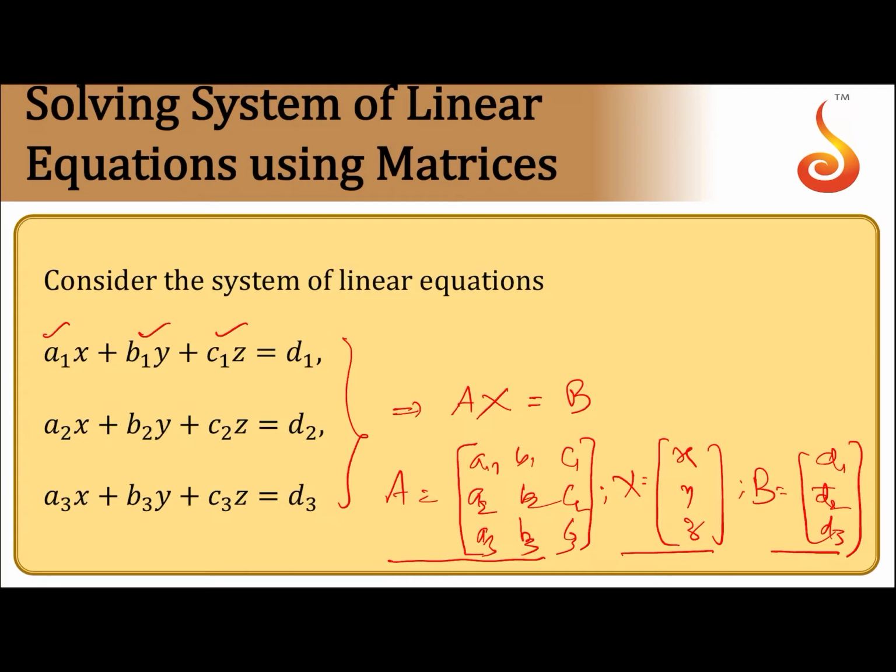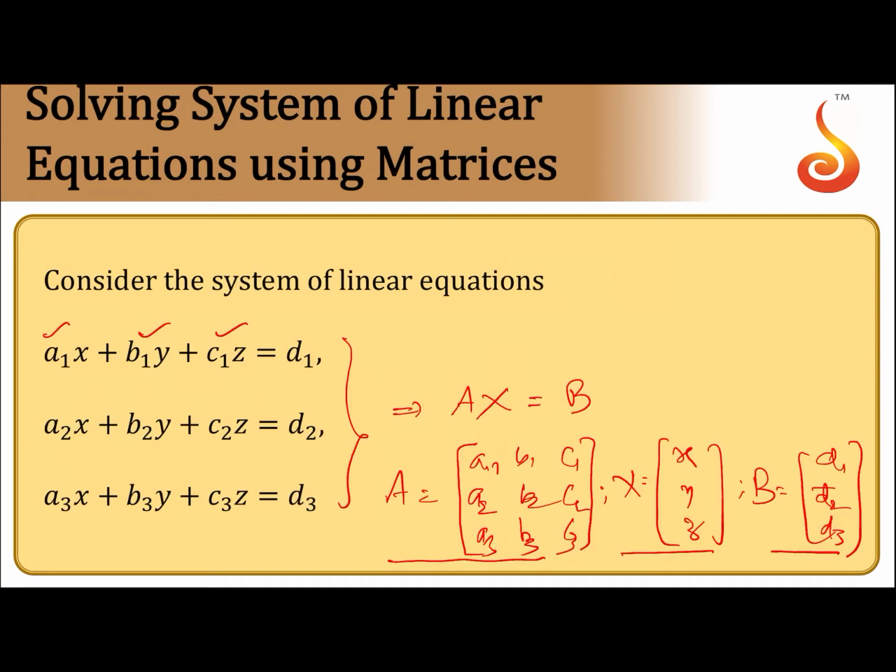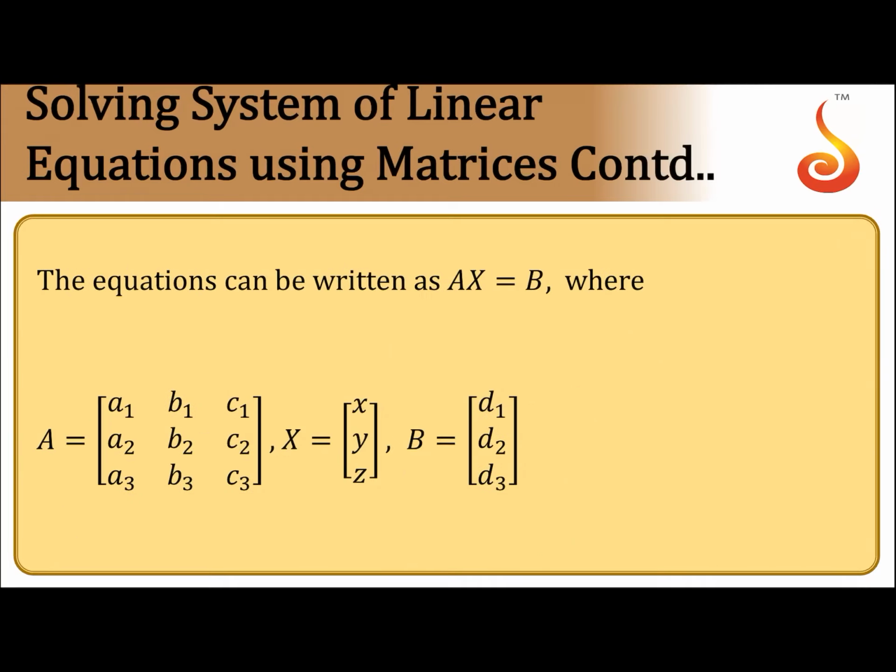Now my concentration is to get the solution of this system. But before finding the solution, there is a need to check whether the system has a solution or not. That is called the consistency of the system. The equations can be written as Ax equals B, where A is the coefficient matrix, X the unknown matrix, and B the constant matrix.